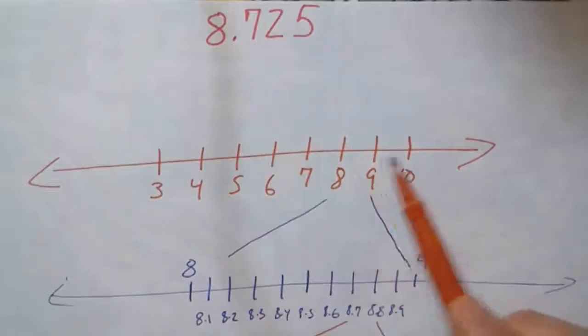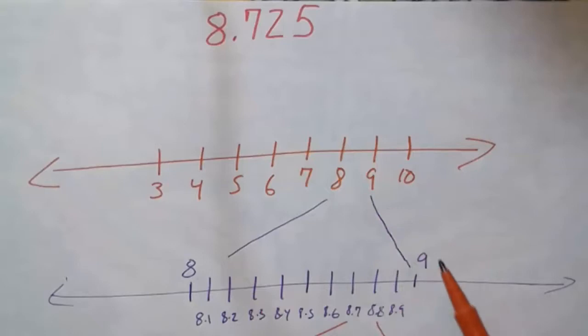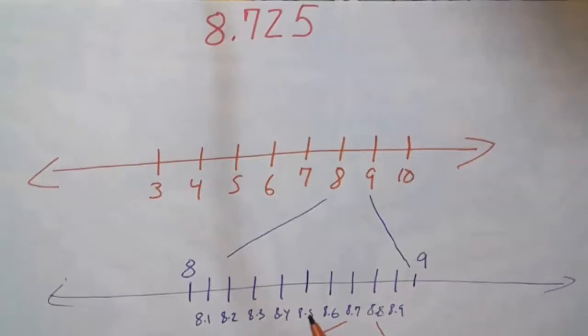If we look in between here, I've drawn another number line, and this is 8 and 9. In between 8 and 9 are some other numbers: 8 and 1/10, 8 and 2/10, 8 and 3/10, 8 and 4/10, 8 and 5/10, 8 and 6/10, 8 and 7/10, 8 and 8/10, 8 and 9/10, 9. Here I'm counting by tenths.